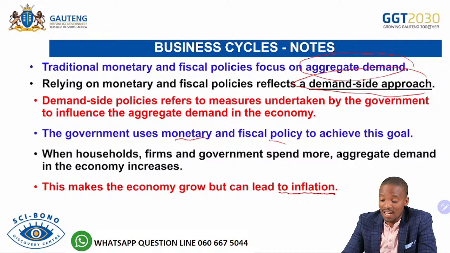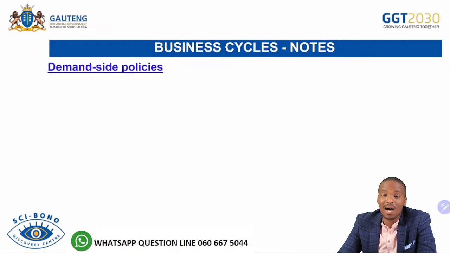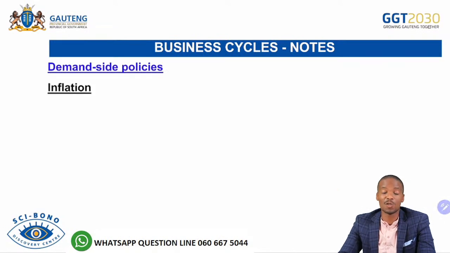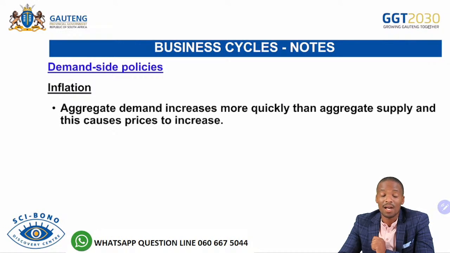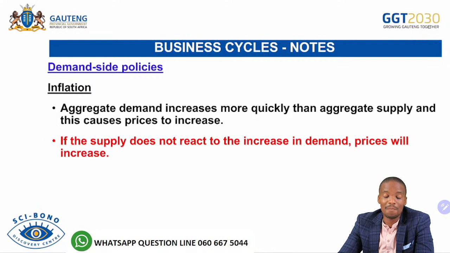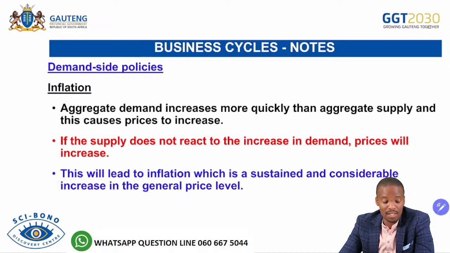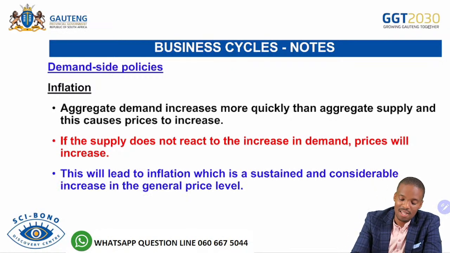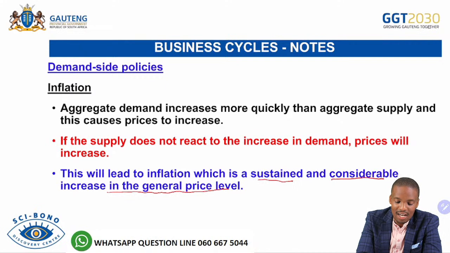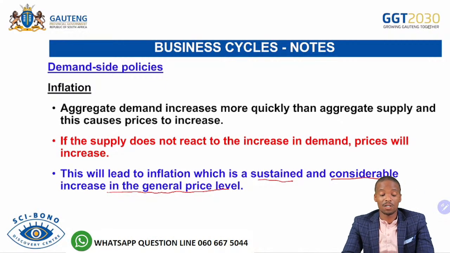That leads to inflation. And if we look at our demand side policies now, a question might say to you, discuss the demand side policies, or what are the demand side policies? We are realizing that the first one is inflation. Aggregate demand increases quicker than aggregate supply. This causes prices to increase. And if supply does not react to the increase in demand, obviously the prices will increase. This will lead to inflation. And the definition of inflation: it is a sustained and considerable increase in the general price levels.